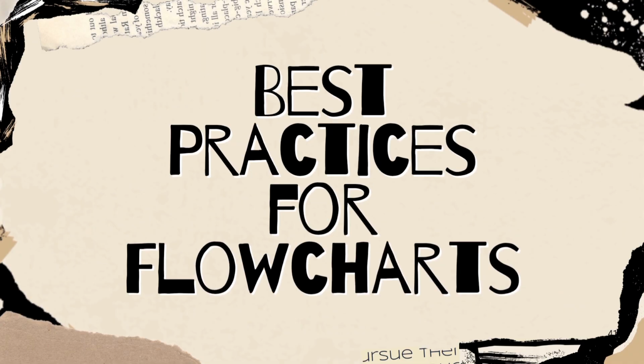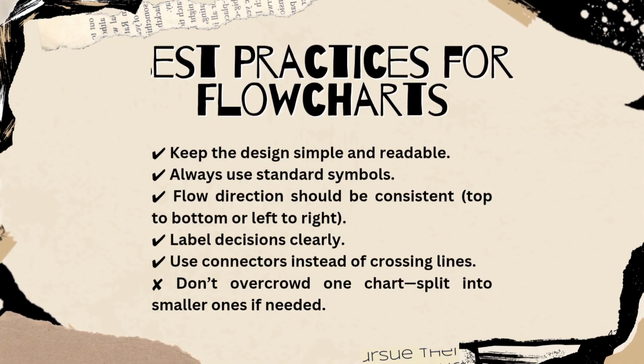6 best practices for flowcharts. Keep the design simple and readable. Always use standard symbols. Flow and direction should be consistent. Label decisions clearly. Use connectors instead of crossing lines. Don't overcrowd one chart. Split into smaller ones if needed.